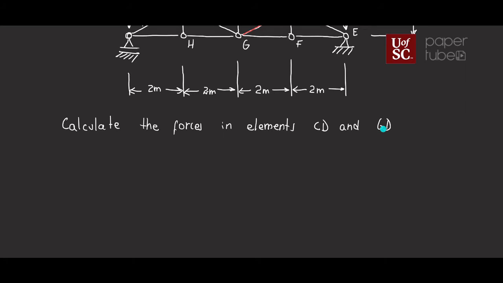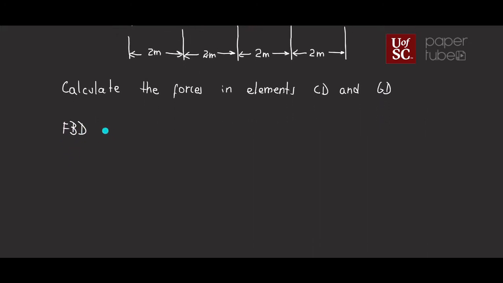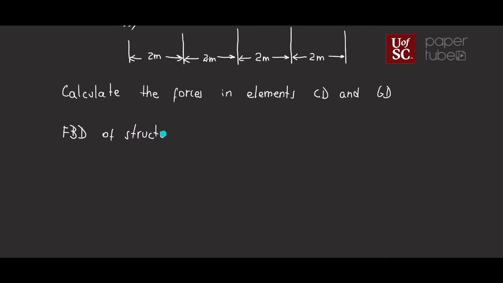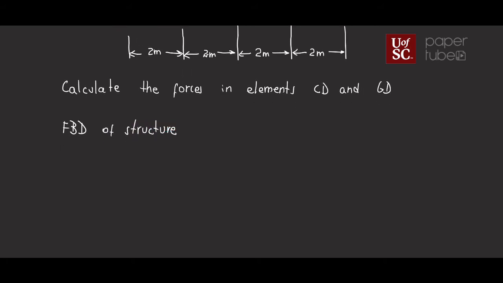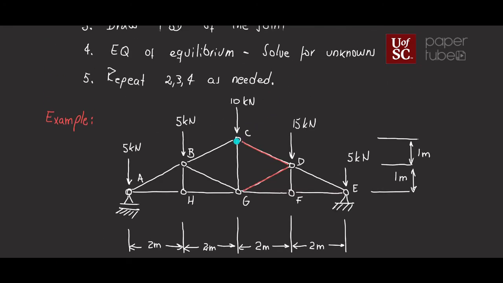So the first thing is I need to do the free body diagram of the whole structure, right? So here's the diagram of the structure. I really need to take the whole thing, redraw it, and then instead of having my supports, I need to put my support reaction forces with some axes, and that will be the free body diagram of my structure. The reason why I want to do that is because I want to find the support reactions at A and at E. All right, so let's do that. Okay, so I'm going to redraw this. I'll make sure I have the right color. All right, let's see.